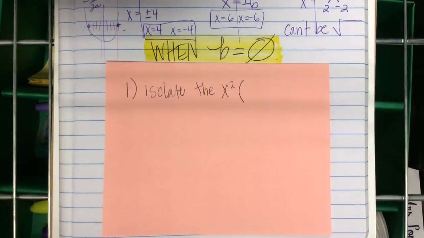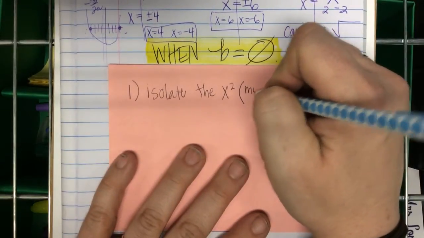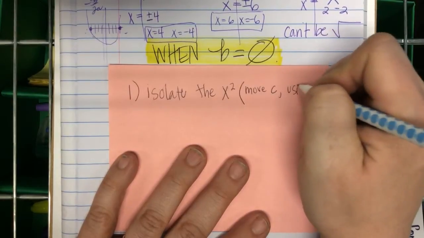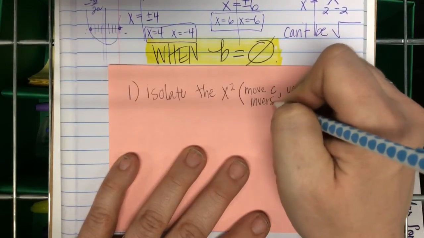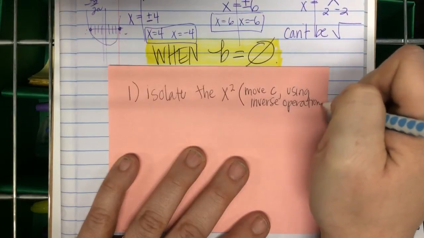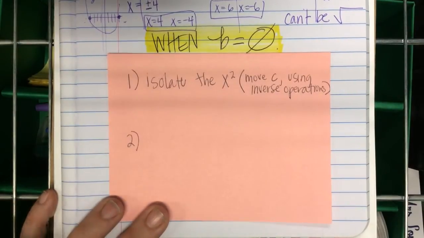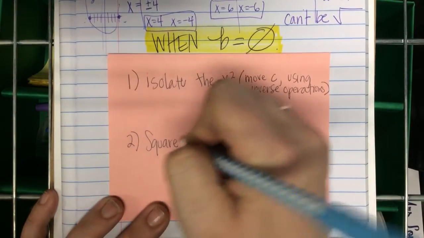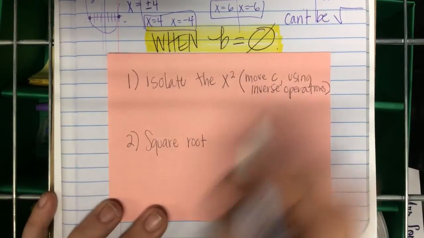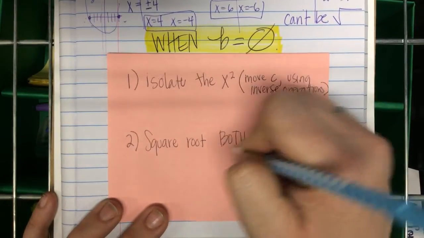So you're going to most likely move C using inverse operations. Maybe it's already by itself. I don't know. Move C, or maybe you have to move A. I don't know. But you're going to isolate x squared. You're going to get x squared all by itself. Step 2. You're going to square root both sides.